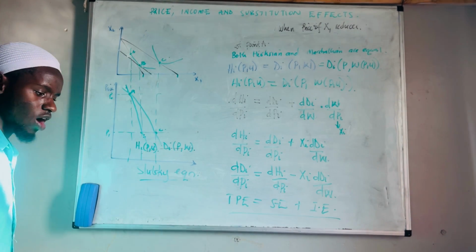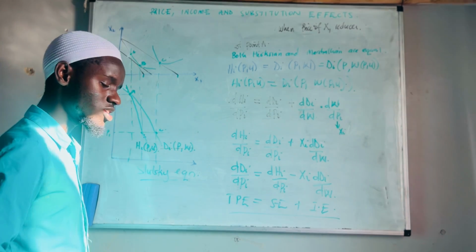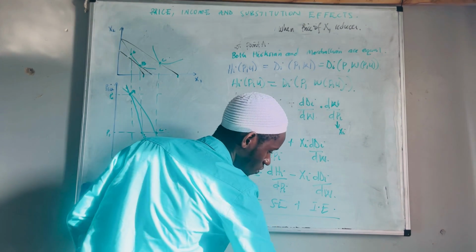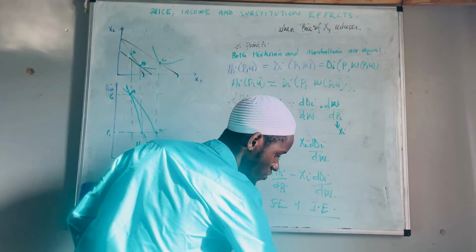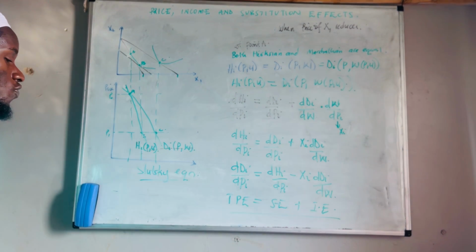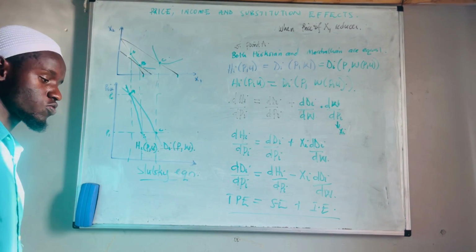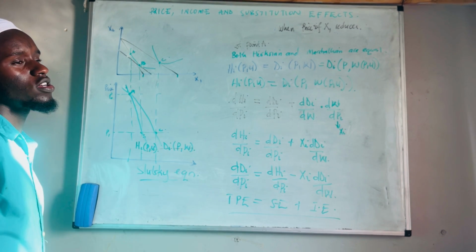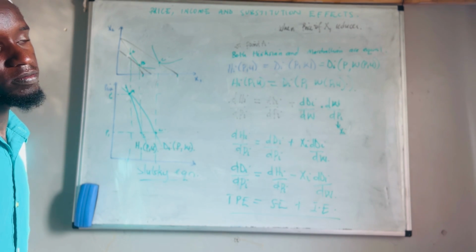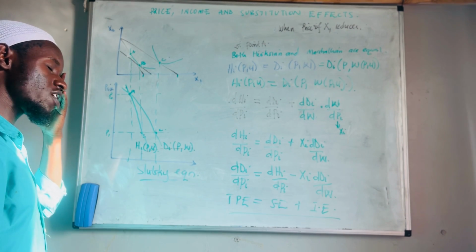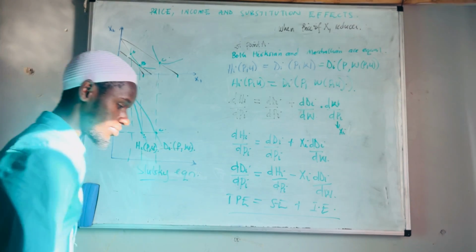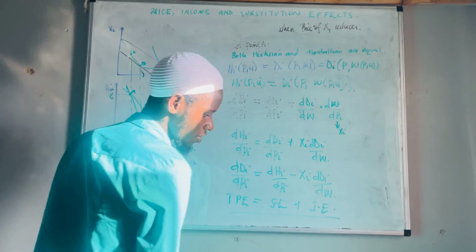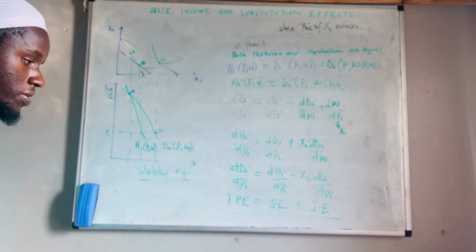Now, members, lastly, let us talk about what we call the measures of benefits from price changes, or welfare measures. One of them is the change in the consumer surplus, what we call the Marshallian surplus. The other ones are the compensating variation and the equivalent variation.